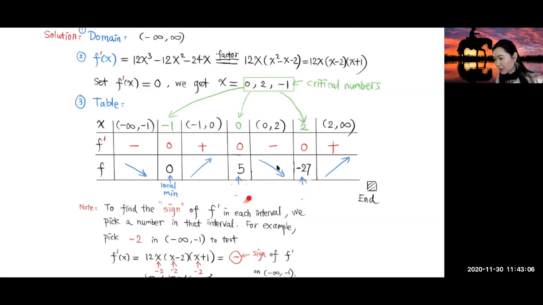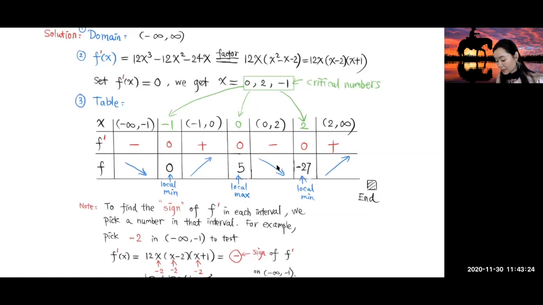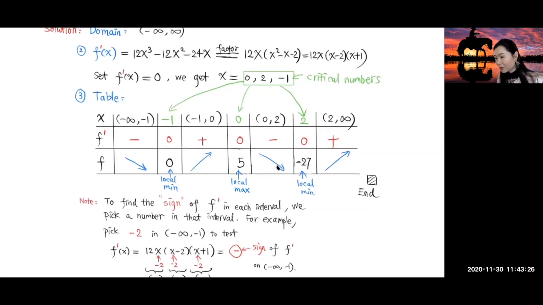This is a local max. Okay. Max. Decreasing on the left, increasing on the right. Still, this is a local minimum. Yeah. So local min. So this table answers both questions, all the questions.